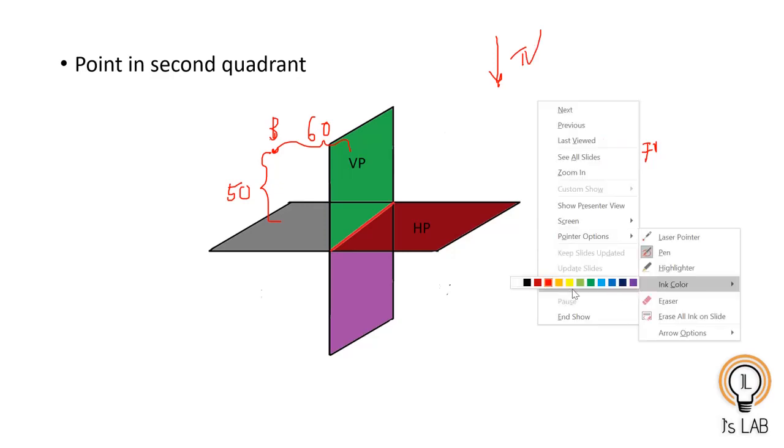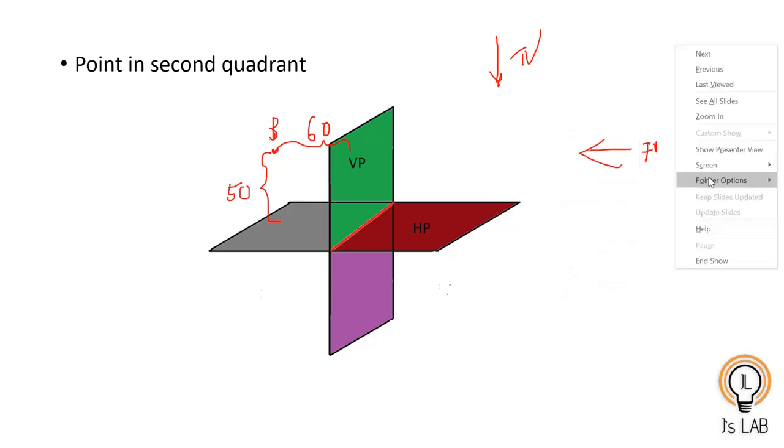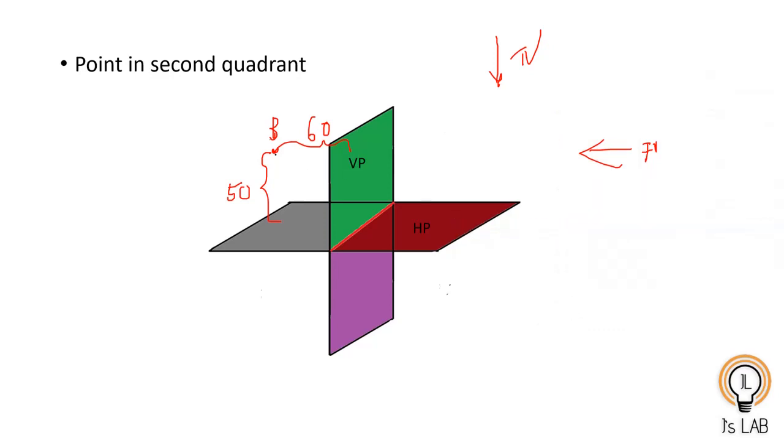If you follow the same procedure, I told you the front view will always be formed on VP, which is represented by B dash, and the top view will be formed on HP, which is B. And this is the XY line. The distance between the XY line and B dash will be 50 mm, and the distance between the XY line and B will be 60 mm.